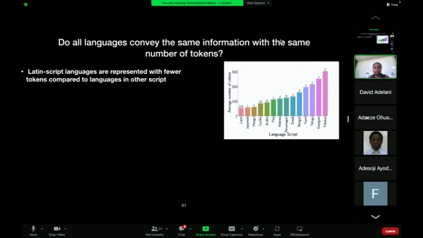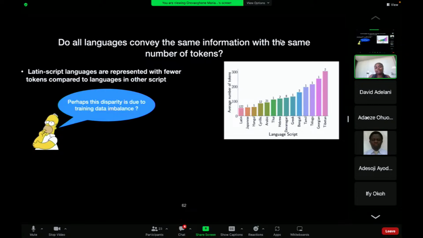So first of all, we have this plot on the right side, where we compute the average number of tokens per language after tokenizing this parallel corpus. We aggregate the scores across scripts and just take the average in this particular plot. And if you see here, Latin script languages are represented by fewer tokens, so less cost, compared to languages in other scripts. See the languages on the right end, they have very high bars, going to about 2x of Latin script.